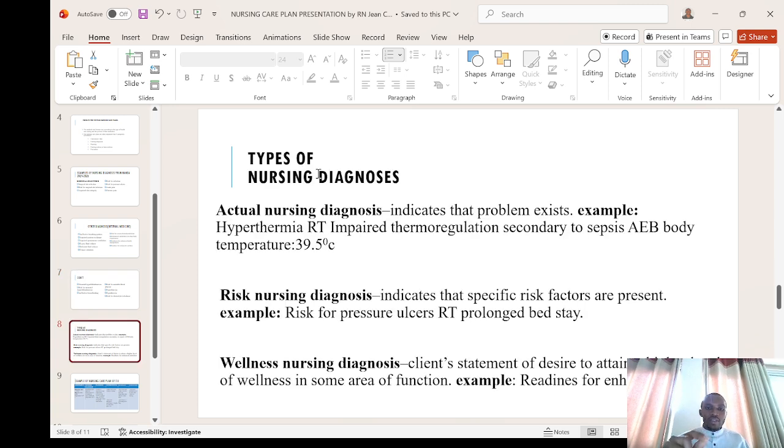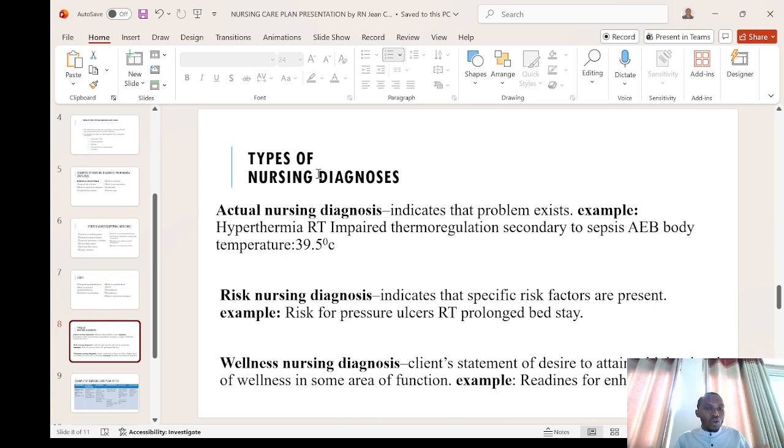So when you say the nursing diagnosis is an actual nursing diagnosis, what does it show? It shows the existing problem, like hypothermia. It shows that there is a fever. Hypothermia related to impaired thermoregulation. That impaired thermoregulation is secondary to sepsis. Sepsis is a medical diagnosis. You will not use it directly as related to, you will just say secondary to. When there is a proven medical diagnosis, you use it as secondary to. So it is hypothermia related to impaired thermoregulation.